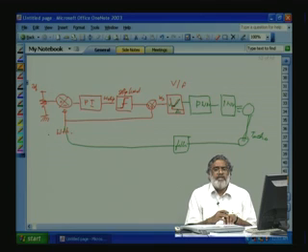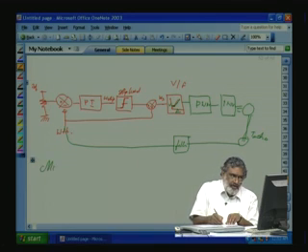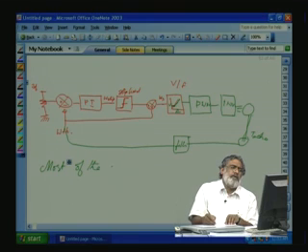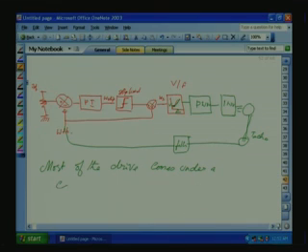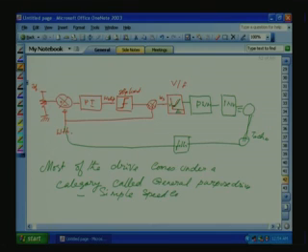Now, for many general purpose applications, most of the drives come under a category called general purpose drive. That means only simple speed control is required, with V by F operation to keep the flux constant. Especially for industrial fans, a general purpose drive is sufficient.